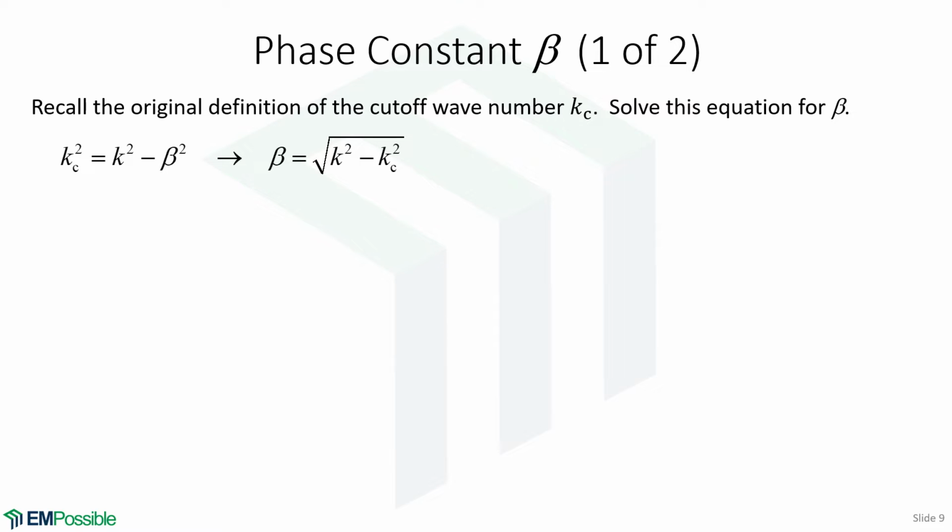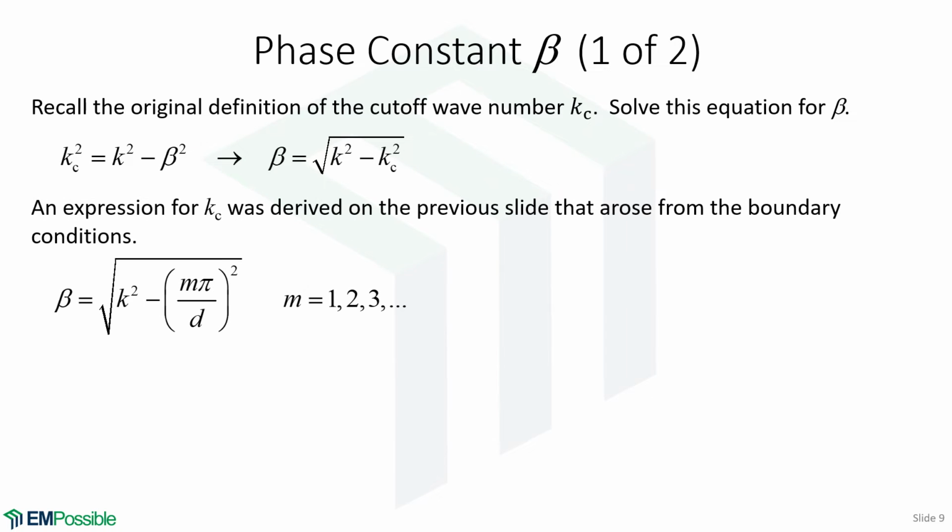Remember our definition of the cutoff wave number. It was kc squared equals k squared minus beta squared. If we solve this for our phase constant, because that's what we want to find here, we get beta equals the square root of k squared minus kc squared. Well, in the previous slide, we derived an expression for kc. Let's go ahead and plug that in. Now we have an expression for our phase constant.